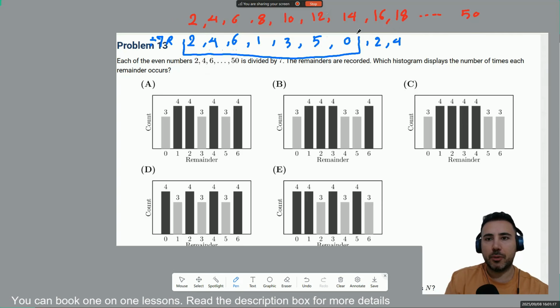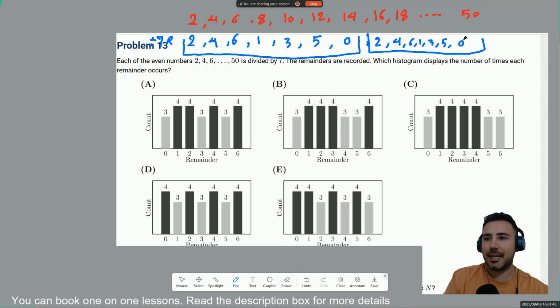So from 2 to 14, how many numbers do we have? We have 7 numbers, right? So these are one cycle. The next 14 numbers are going to be like this. That would be, again, another cycle. The numbers will repeat: 6, 1, 3, 5, 0.